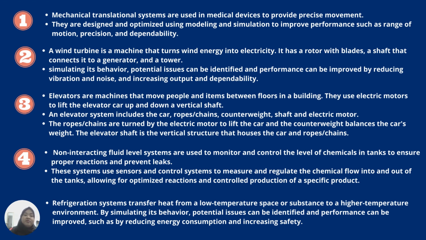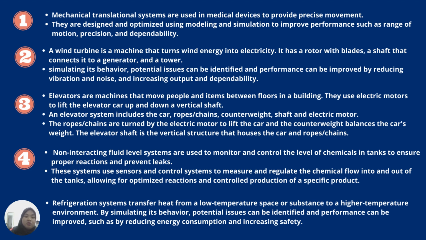Second is wind turbine, which is a machine that turns wind energy into electricity. It has a rotor with blades, a shaft that connects to generator, and a tower. Simulating its behavior, potential issues can be identified and performance can be improved by reducing vibration, noise, and increasing output and dependability. There is elevator, a machine that moves people and items between floors and buildings.